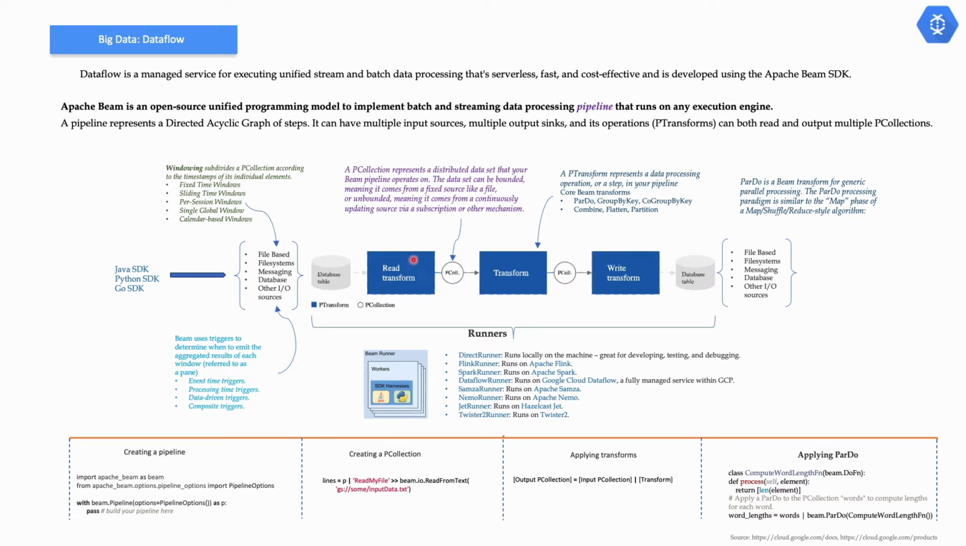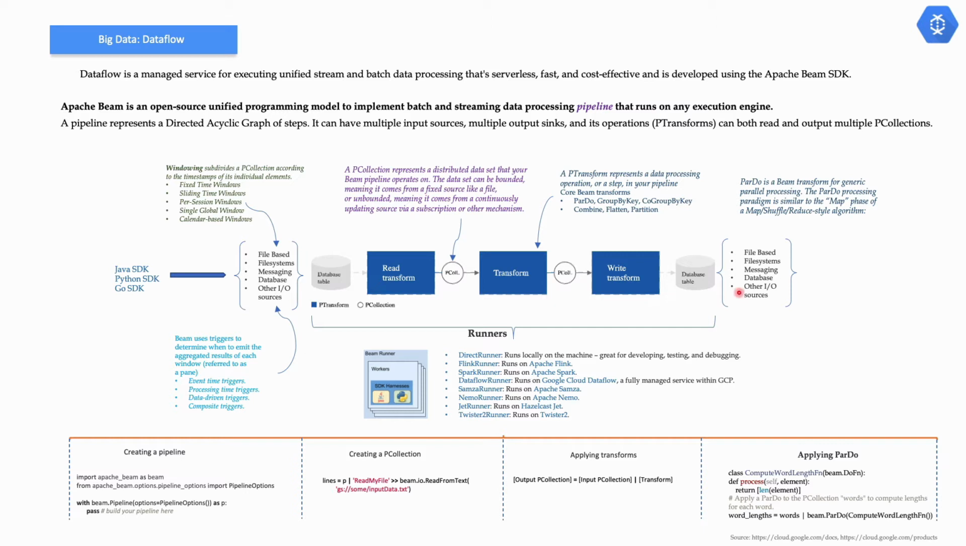Then you will have a transform, which is exactly the PTransform. A transform creates a distributed data set, which we call a PCollection. We go to the next step and we do the transformation again, and that creates another distributed data set that we call PCollection again. And then we write the transformed data into the output or into the sink. Now, the sink could again be anything: file based, file system, messaging, databases, other input output sources.